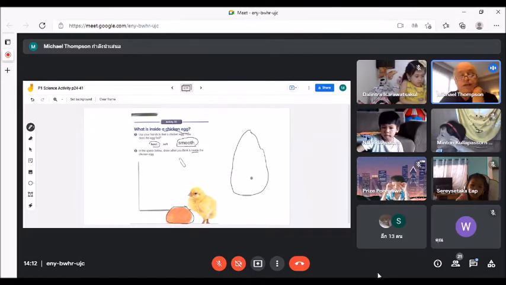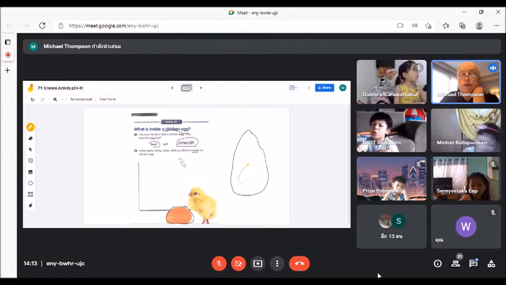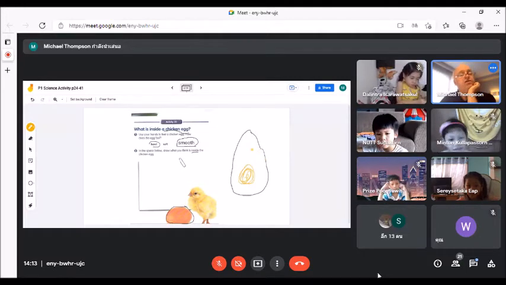I know there's a yellow yolk inside. So let me draw a yellow yolk. That's what that yellow part inside an egg is. So I know somewhere in there there's going to be a yellow yolk. All right, so that is in there. Okay, so I got a yellow yolk, and I think all the stuff around it is not white.